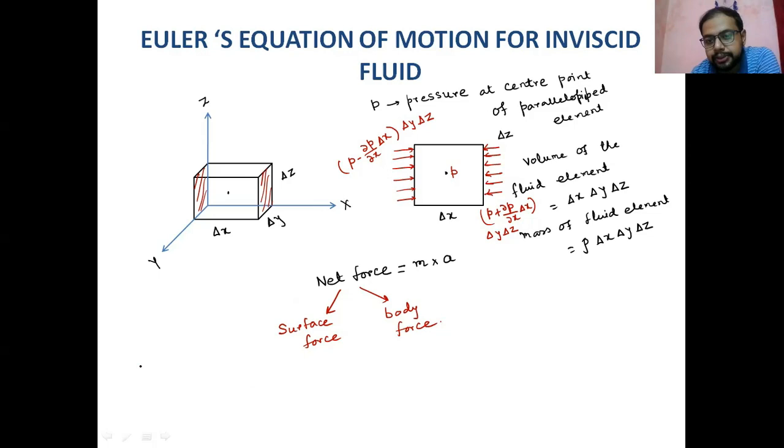Along the x-axis, the net force. Due to the surface force, what is acting? P minus del P del X into dx, multiplied by del Y del Z.